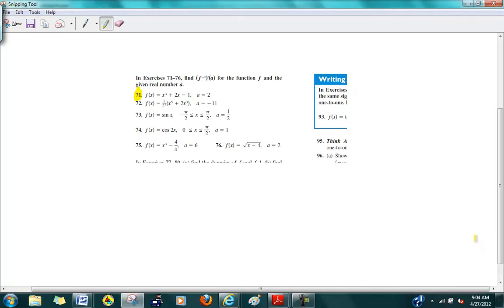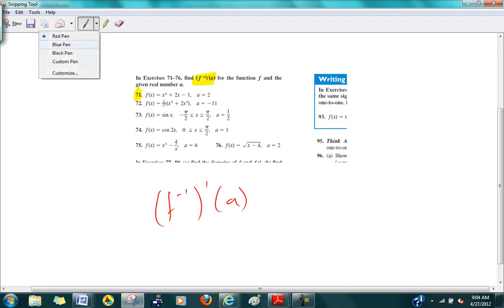Okay, I'm doing number 71. So notice that what you're trying to do is find the derivative of the inverse. In other words, you're trying to find f inverse prime of a. So in my notation, remember, this was called g of a, because g is the inverse function, in the notation that I use.